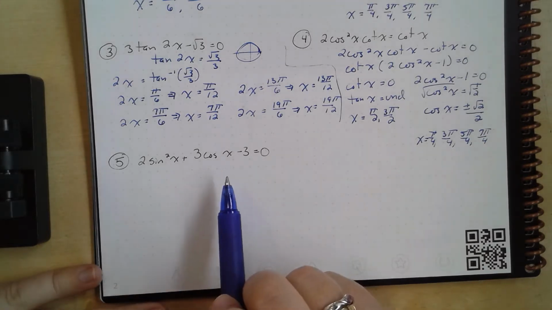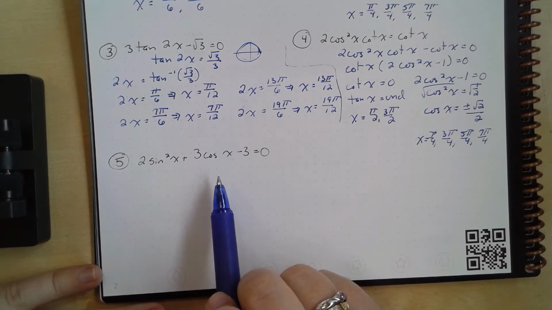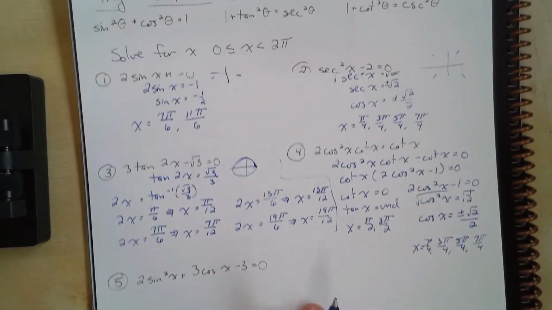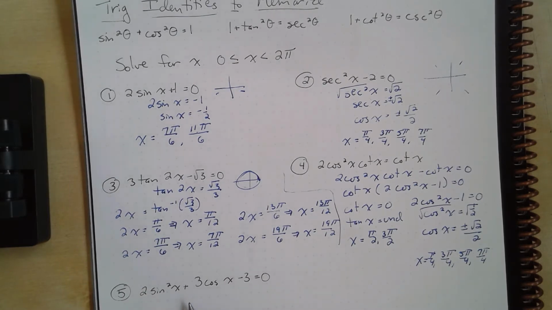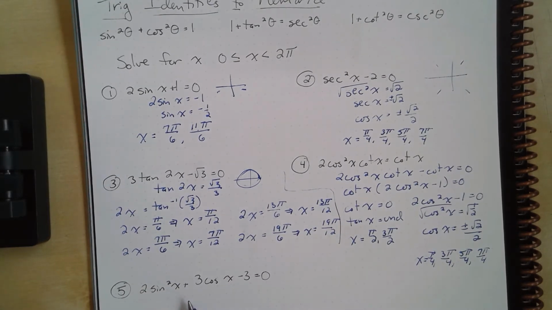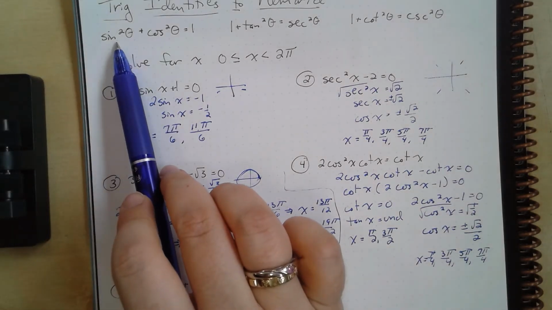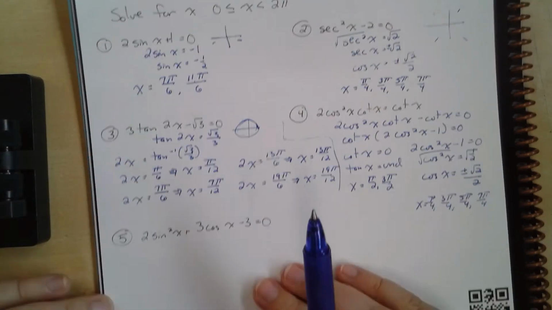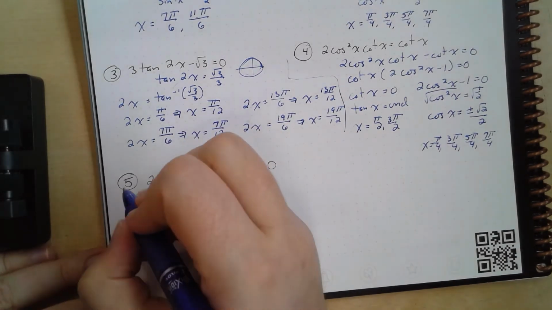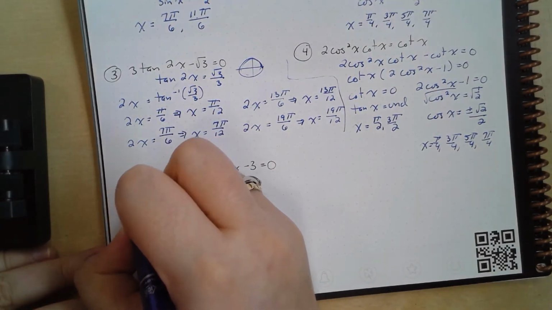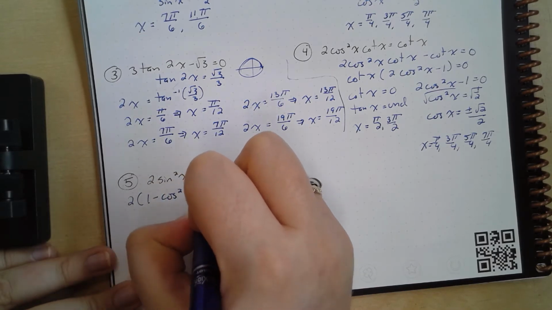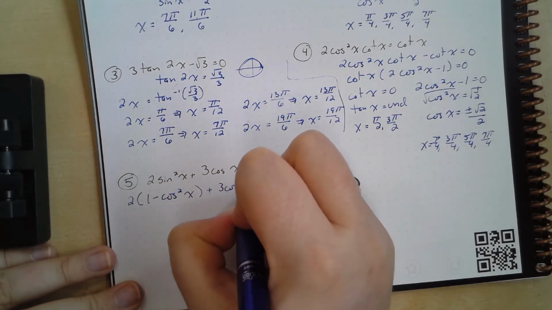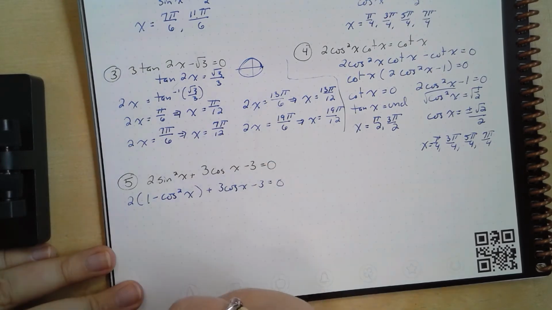Right now we don't have anything that we can combine or work together, but if we go back and look at our trig identities, we can actually use those to substitute in and get things that are a little bit more cohesive. So I'm going to see here that the sine squared of theta is equal to 1 minus cosine squared of theta, and I'm going to substitute that. So I will rewrite this as 2 times 1 minus cosine squared of x plus 3 cosine of x minus 3 is equal to 0.